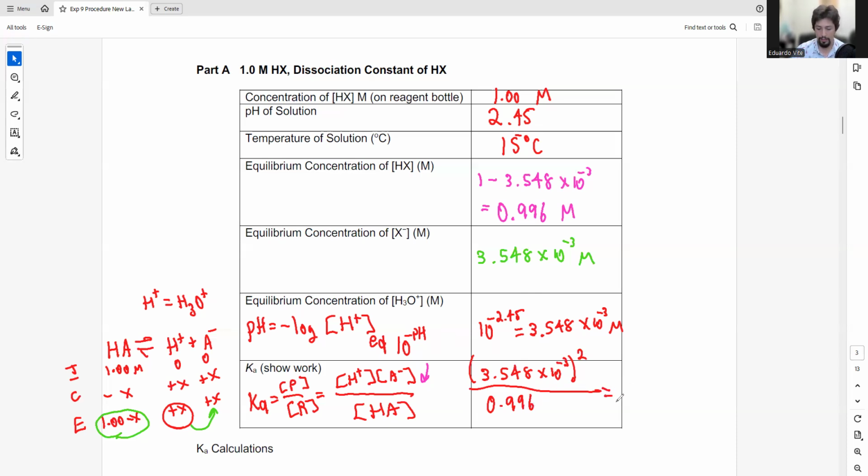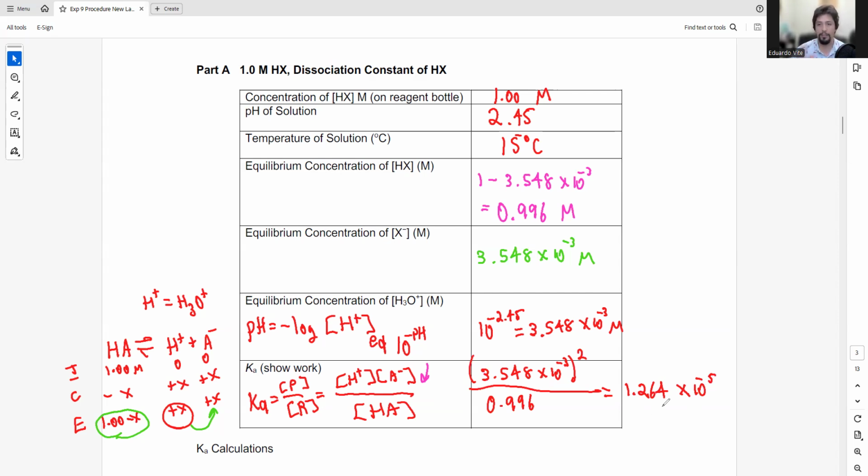So let me plug that in to the calculator real quick. Okay, and then I should get my Ka calculation. So in this case, it's 1.264 times 10 to the minus 5. So Ka is equal to 1.264 times 10 to the minus 5. That's how you get this part right here.